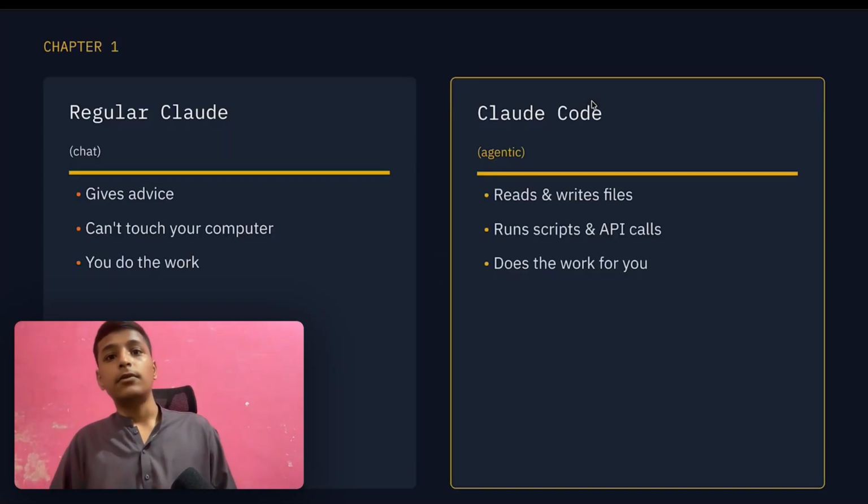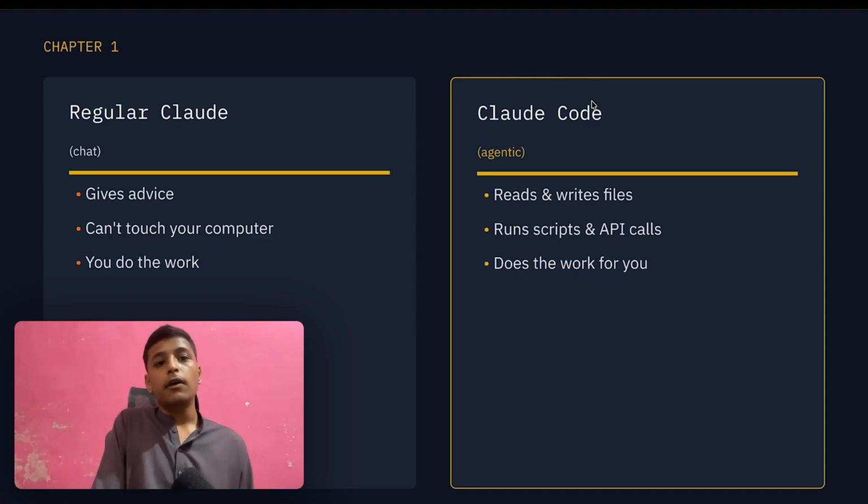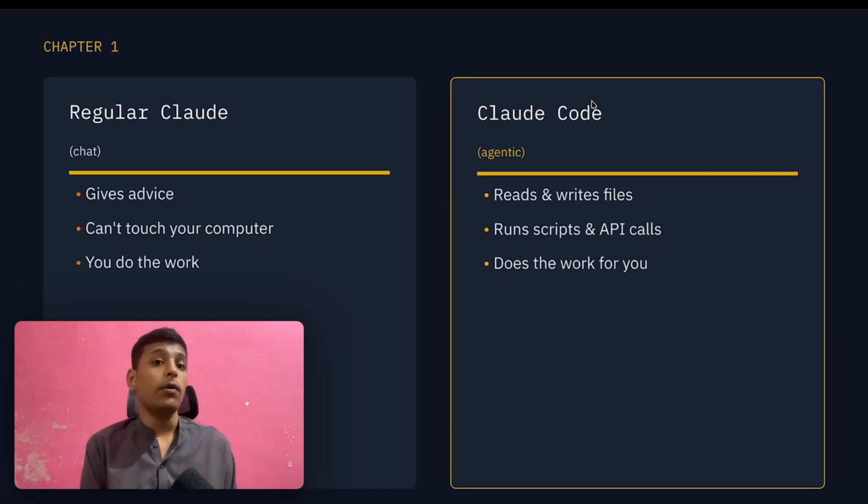Let me explain what Claude Code actually is, because most people get this wrong. Claude, the one you use on claude.ai, the chat version, is good. You can ask it questions, it writes things, it helps you think. It can't touch your computer. Claude Code is different. Claude Code runs directly on your machine. It can read files, write files, run scripts, install tools, search the web, make API calls, do all of that on its own without you clicking anything.